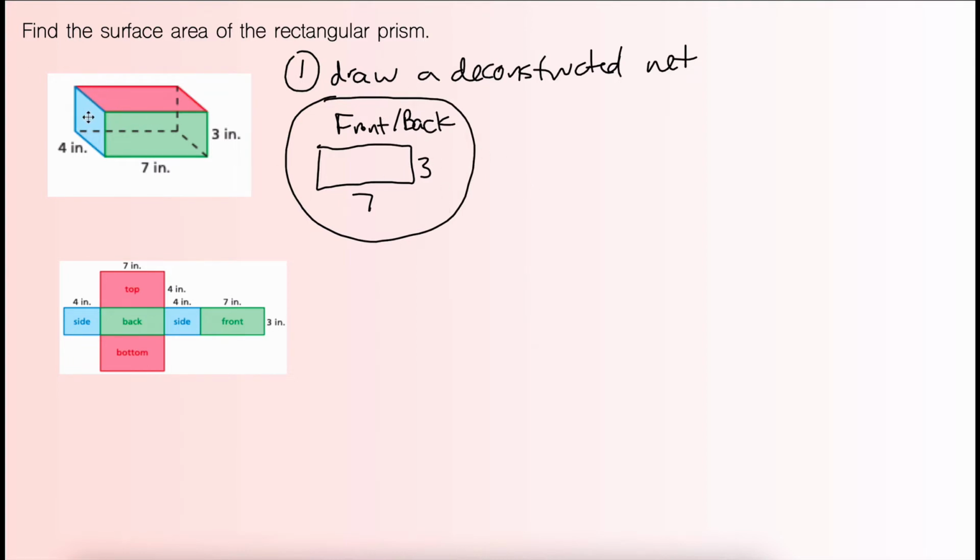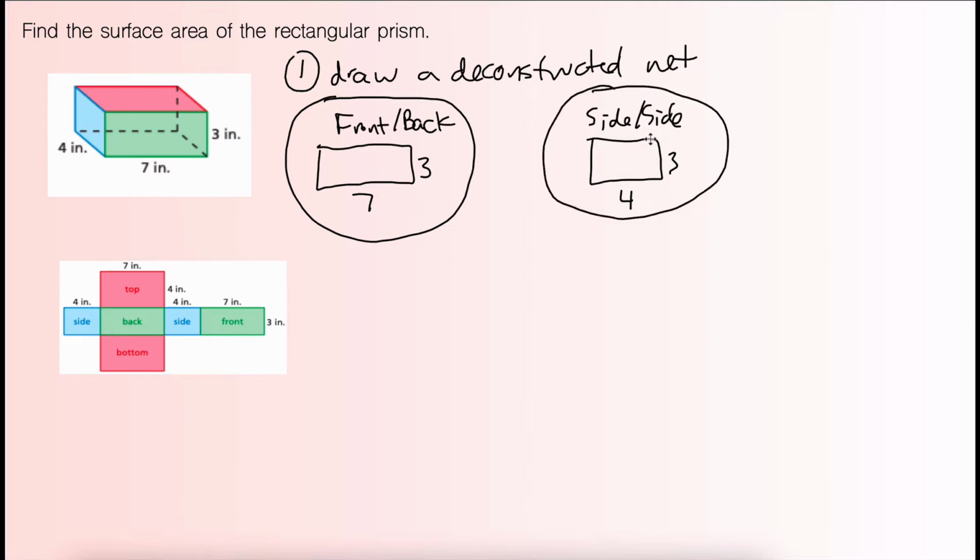On the left and the right side of this figure are the blue rectangles that look like this. One part of that rectangle is 4 inches, and the other part is the 3 inches going from top to bottom. I'm going to call this the sides, so side 1 and side 2. So there are 2 4x3 rectangles.